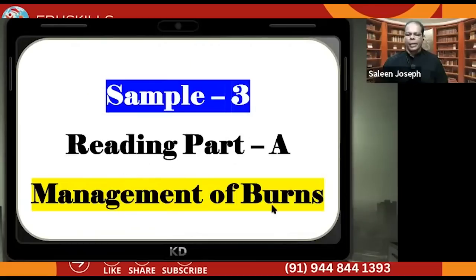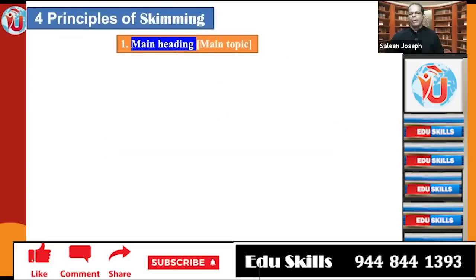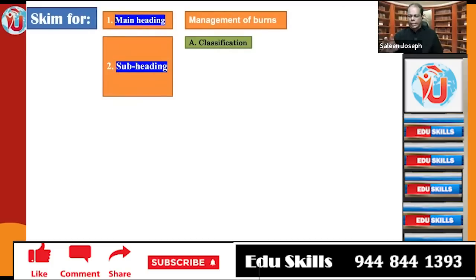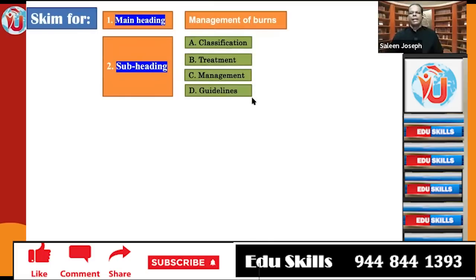Sample 3, reading part A, management of burns. Principles of skimming. So what should you skim for? As I said, main heading is important. Here, management of burns. Then subheadings, which means the focus of each text. So here you have classification, treatment, management, and guidelines. Could you just write down these 4 things in your notebook fast? A, classification, B, treatment, C, management, D, guidelines.